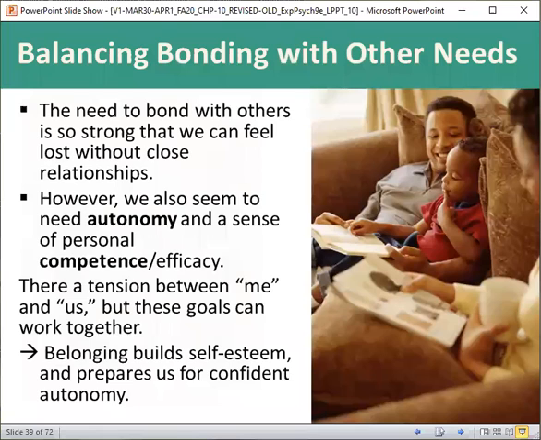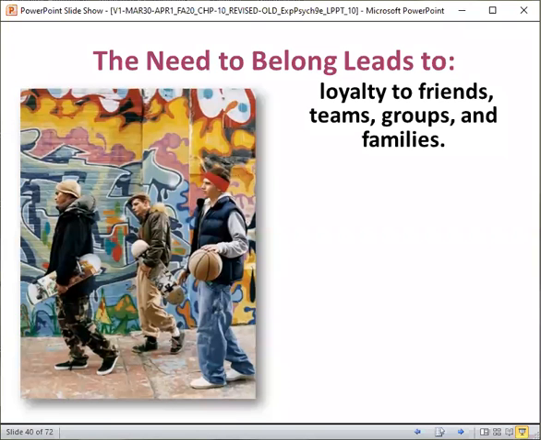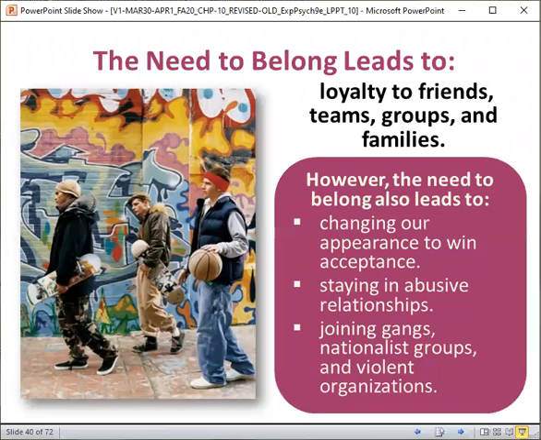Now, the need to belong leads to loyalty to friends, teams, groups, and families. However, the need to belong also leads to changing our appearance to win acceptance, and we'll see this in the upcoming chapter as well, staying in abusive relationships, and joining gangs, nationalist groups, and even violent organizations. So our need to belong is not always going to be a positive thing. We see this happening today in our political and social environment as well. People will join all sorts of groups with all sorts of different motives and aims. But this is what we do. We need to belong. That's part of our DNA in a sense.